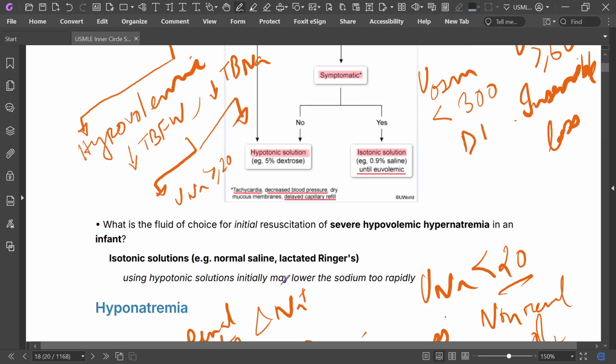Okay, what is the choice of fluid for initial resuscitation of severe hypovolemic hyponatremia? It is isotonic saline, normal saline, lactated Ringer's. Using hypotonic solution initially may lower the sodium too rapidly. So this is all about hypernatremia. Now it's time for hyponatremia.